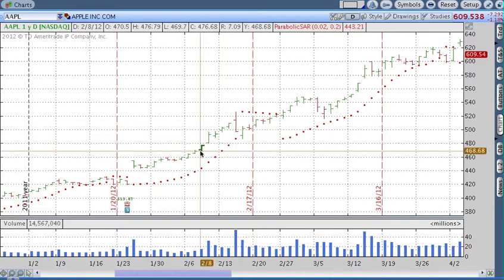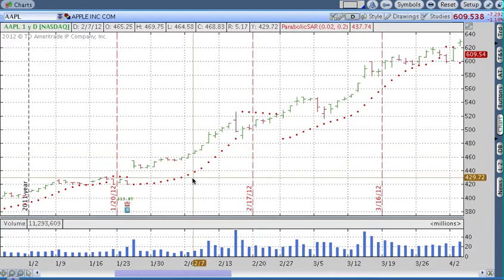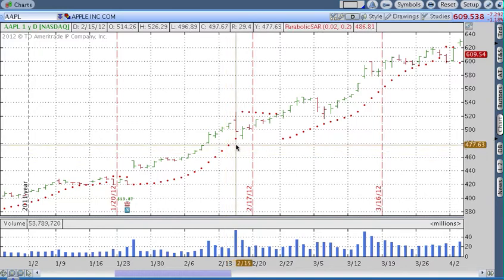This is actually somewhat useful. It's fairly useful in determining exits, and one of the things that I think traders might use this and benefit from is to maybe trail their stop up along the bottom of these dots.